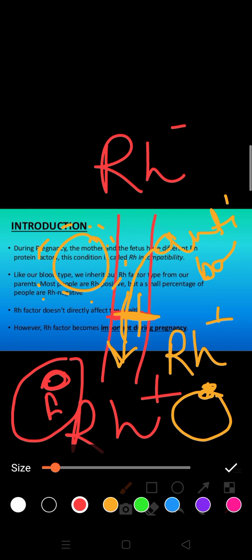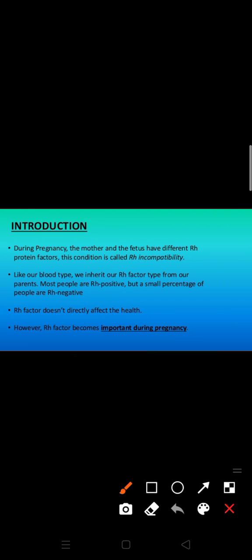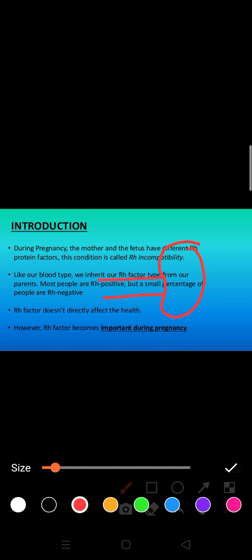But this can be cured in the first baby. But if a second pregnancy takes place, there is very little chance of survival of the baby. Why is it so? Again I am showing the same thing: fetus, placenta, mother, and the barrier. Okay, please try to understand it.